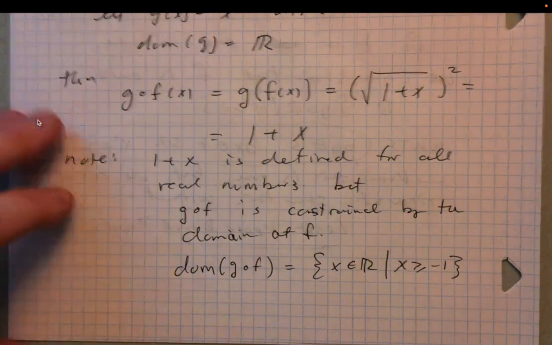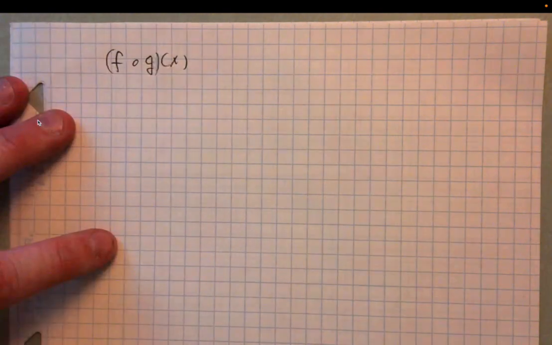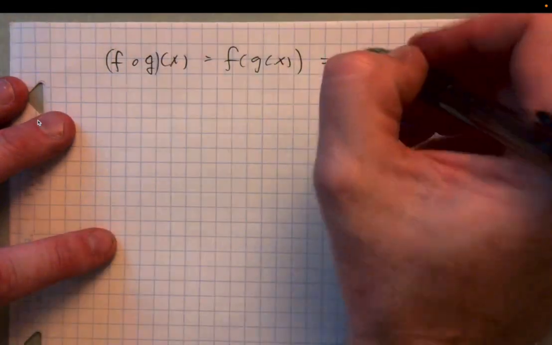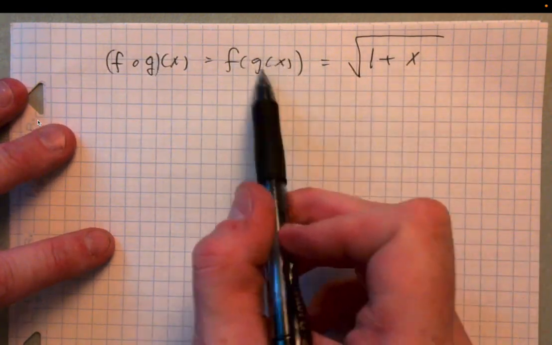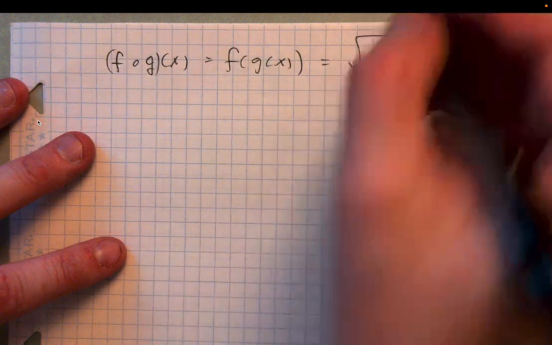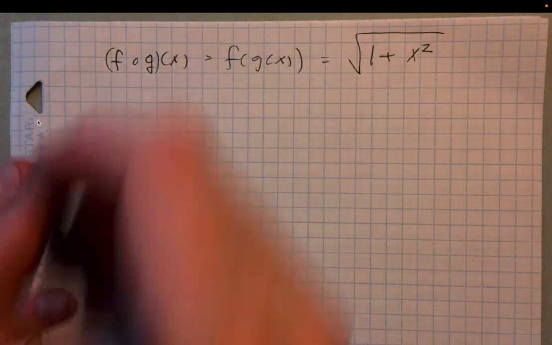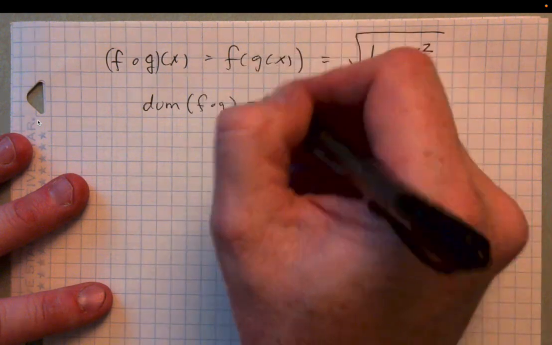What about the composition in the other direction? What if we do f composed of g instead? So f composed of g of x, well, that's equal to f of g of x, which is equal to the square root of 1 plus x squared. That's the f function, and then inside that is g, where g is just x squared. Now in this case, the domain is all real numbers. So the domain of f composed of g is actually equal to R.